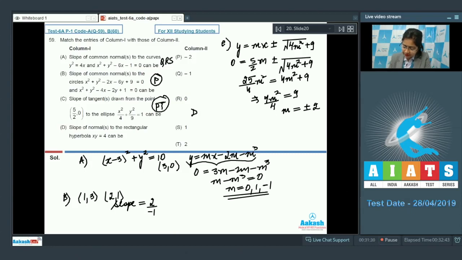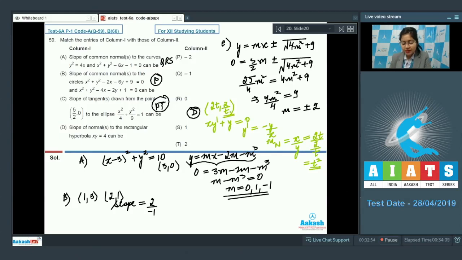Now let's move on to option D, which says that the slope of normal to the rectangular hyperbola xy equal to 4 can be. Let us take any point on it, that is (2t, 2 upon t). Now let us differentiate the hyperbola, that is x into y dash plus y is equal to 0, so the value of y dash is equal to minus y upon x. This is the slope of the tangent. So the slope of normal will be equal to x upon y, that is the x coordinate 2t upon the y coordinate 2 upon t, which is equal to t square. Here it can be seen that t square is always greater than 0 because t cannot take the value 0, as t is in the denominator. So t square is always greater than 0, which means that only positive values can be taken by the slope. So from the given options it can be seen that S and T will be the correct answer.